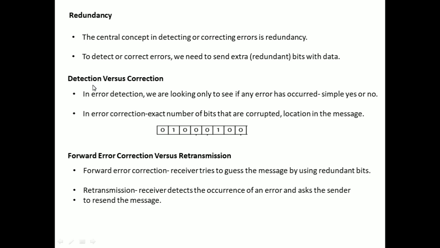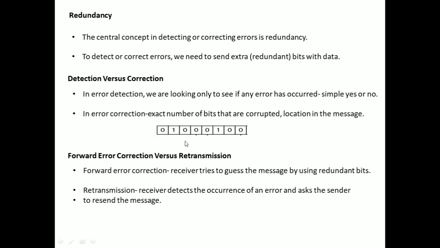The next one is detection versus correction. In error detection, we look only to check whether any error has occurred or not. The question is: is there any error in the data transmission? The answer is simple, yes or no. If there is an error, we say yes. If there is no error, we say no. But in error correction, if there is an error, we say exactly how many bits are corrupted and what the location of those bits in the message is.